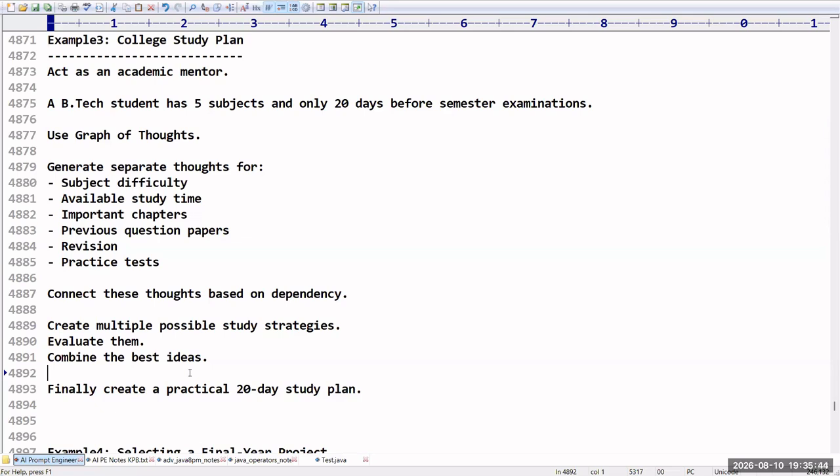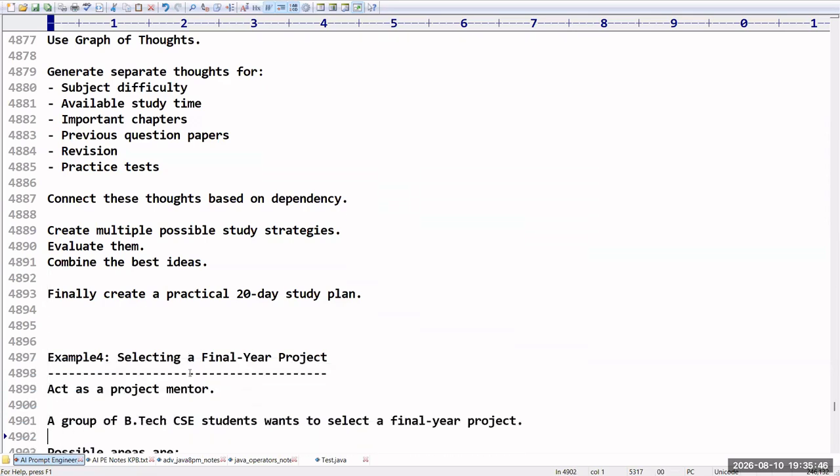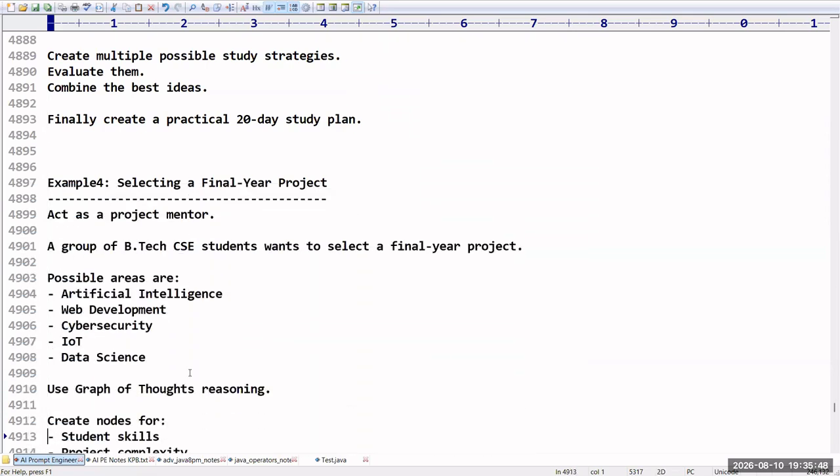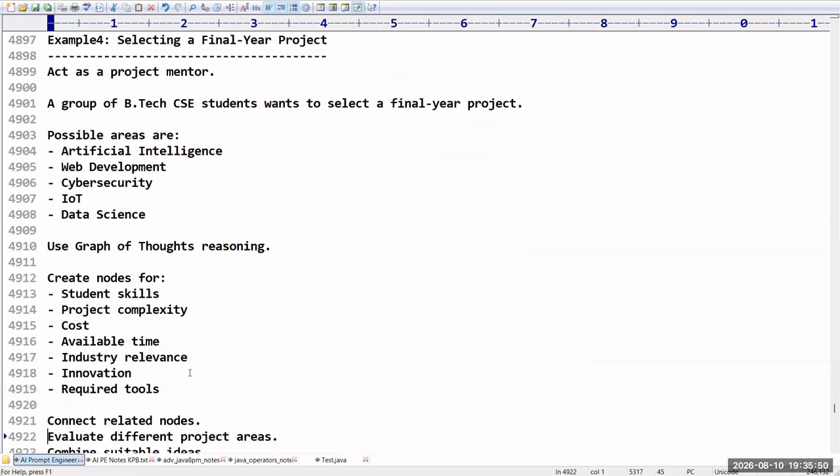So next, the next example, selecting a final year project. So act as a project mentor. A group of BTech CSC students wants to select a final year project. Possible areas are artificial intelligence, web development, cyber security, IoT, data science.